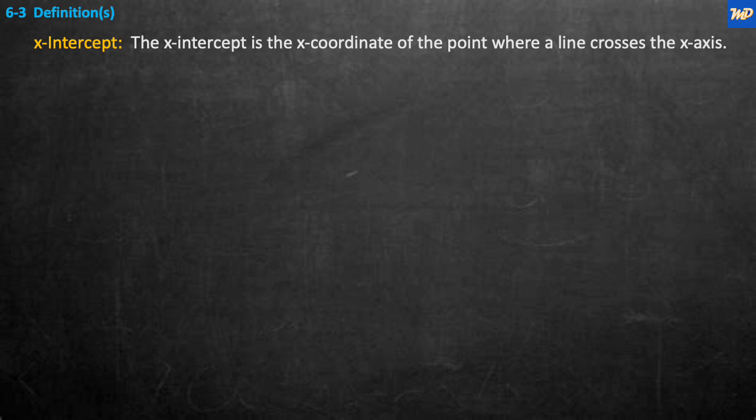So before we get started, I'd like to kick this off with reading one definition so that you're already thinking about it as we're moving forward through the review. So the x-intercept. The x-intercept is the x-coordinate of the point where a line crosses the x-axis. Very similar to what we learned in the previous lesson on the y-intercept. But now we're talking about the x-intercept.